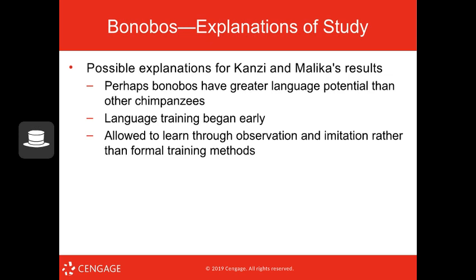The earlier intervention with the bonobos might be the reason why they were able to gain language skills earlier. They were also able to learn through observation and imitation rather than just being taught. So the training method might have also been responsible for their language skills.